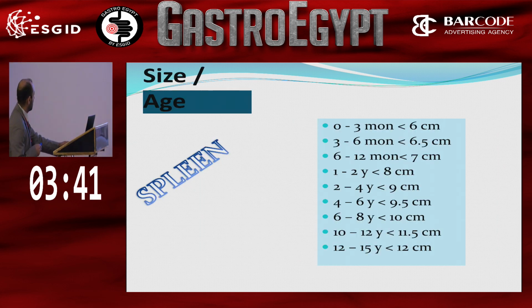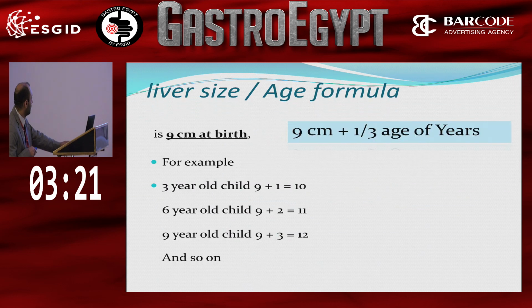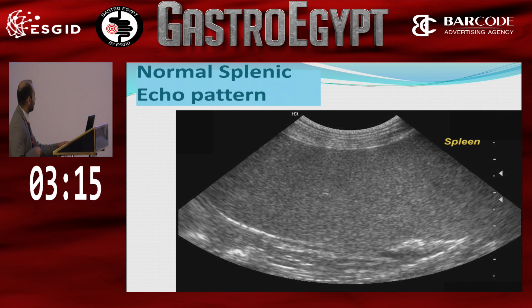Okay. Size according to the age. You can look on Google and search for spleen span. I have another formula: you can add 6 centimeters to a third of the age of the baby, and for the liver it should be nearly 9 centimeters. Okay. I have to comment on echogenicity.